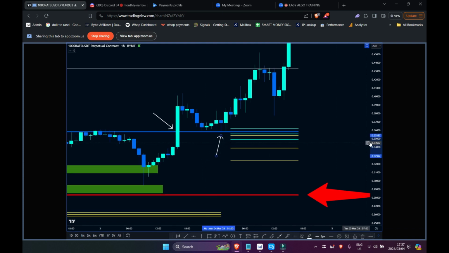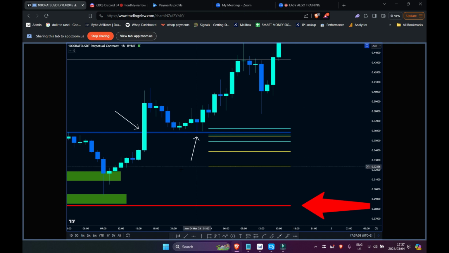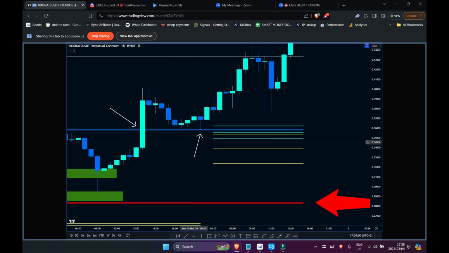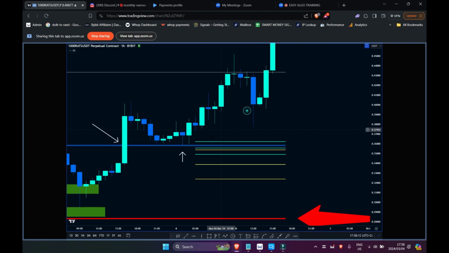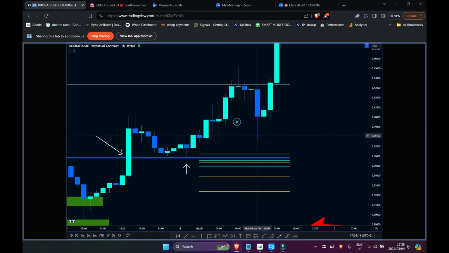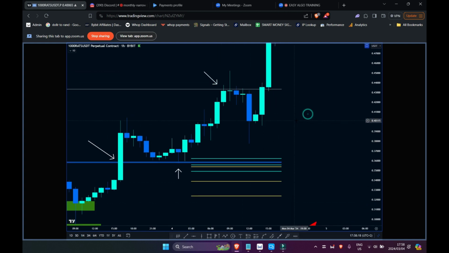I always look at these wicks. I love wicks, guys. I love looking at wicks because they tell such a story, especially long rejection wicks. You can see this wick is rejecting into this previous month high. And then we get another wick over here, and then suddenly price takes off and shoots up to the resistance number 2.